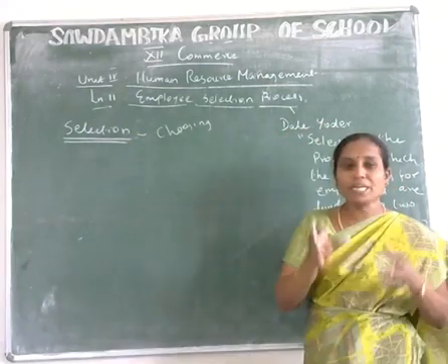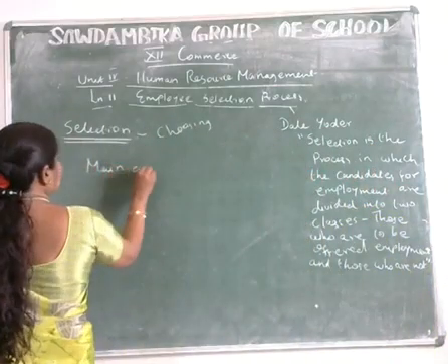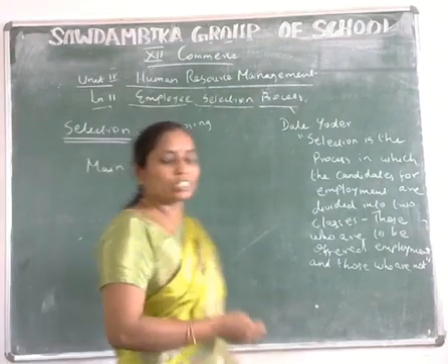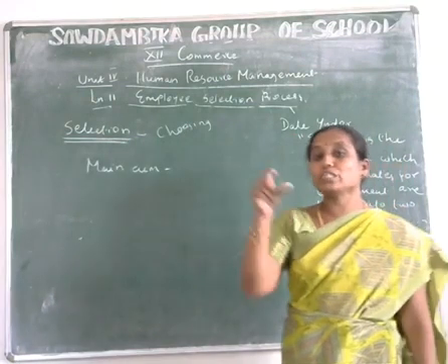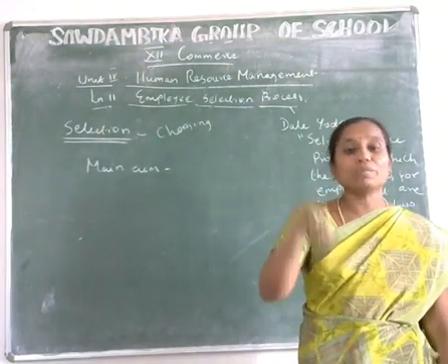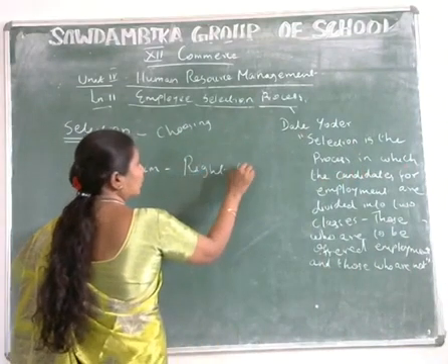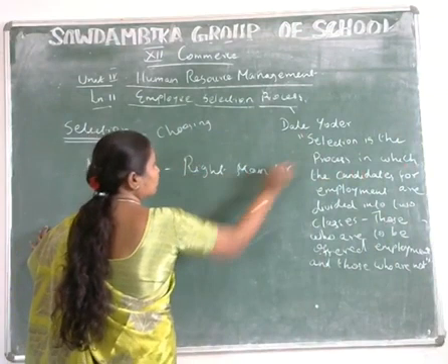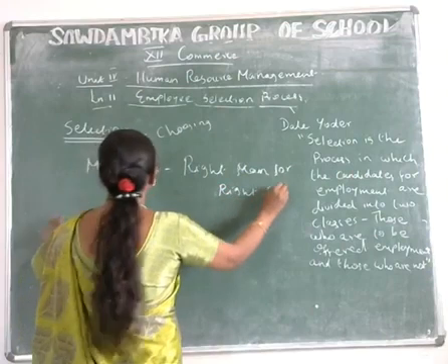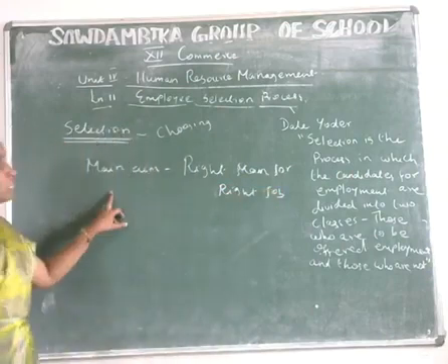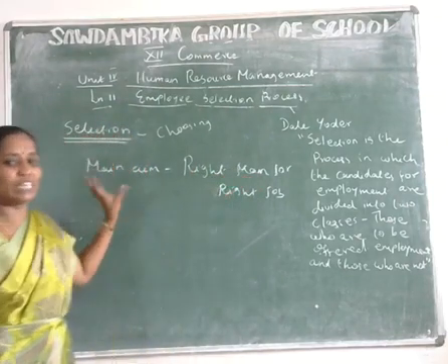Okay, so what is the main aim of selection? The main aim of selection is selecting suitable candidates for a specific job, that is, the right man for the right job. The main aim of selection is selecting the right man for the right job.